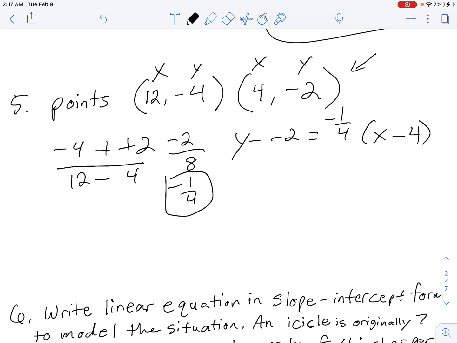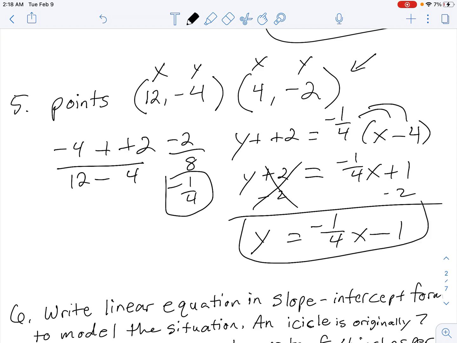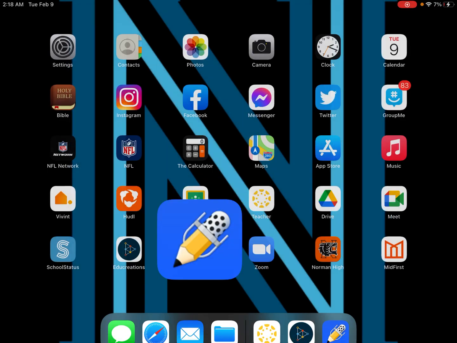So x by the x, y by the y. Remember, minus a negative is a positive. And now we distribute. Negative 1/4 times x is negative 1/4 x. Negative 1/4 times negative 4 would actually be positive 1. Drop this down. Subtract that to the other side because it's positive. That way we can cancel it out. y equals, make this a better y. y equals negative 1/4 x and then minus 1.